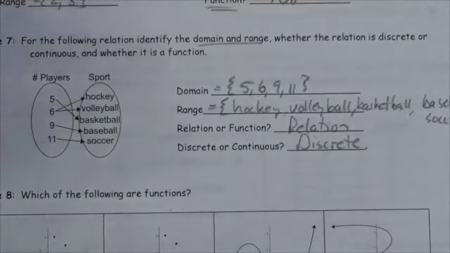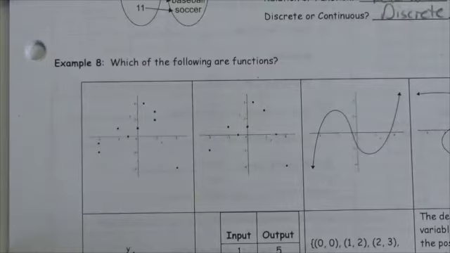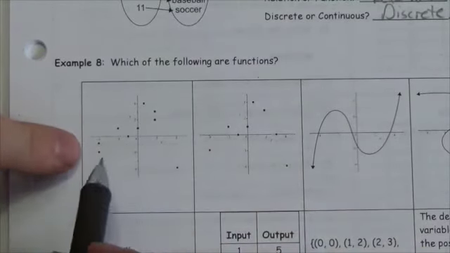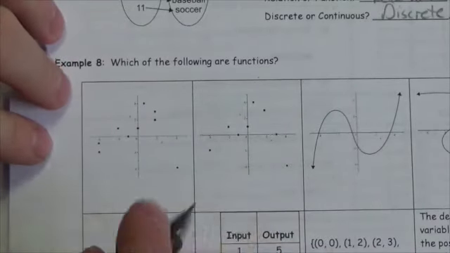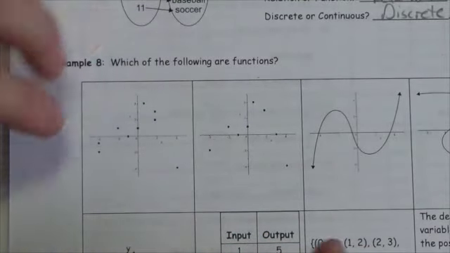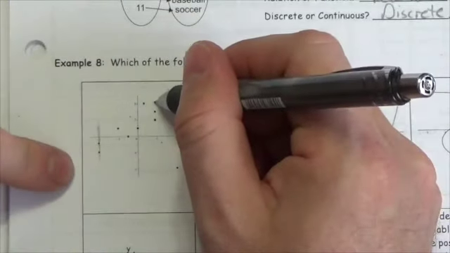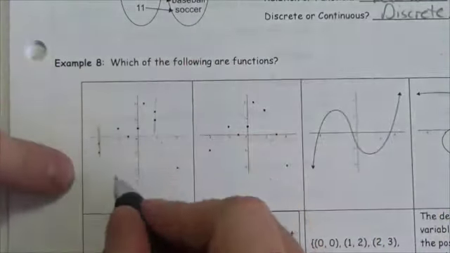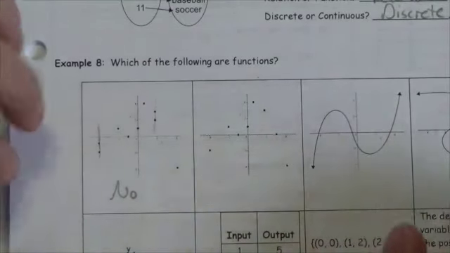Okay, there you go. So in this example, all we have to do is identify whether or not we're looking at functions. We're going to apply the vertical line test here. Now notice you've got a set of points here. This graph is discrete, but whether it's discrete or continuous has no bearing on whether it's a function or not, because look at this. I can draw a vertical line through here, I hit those 2 points. I can draw a vertical line here, I hit those 2 points. This is not a function. It's a relation, not a function.